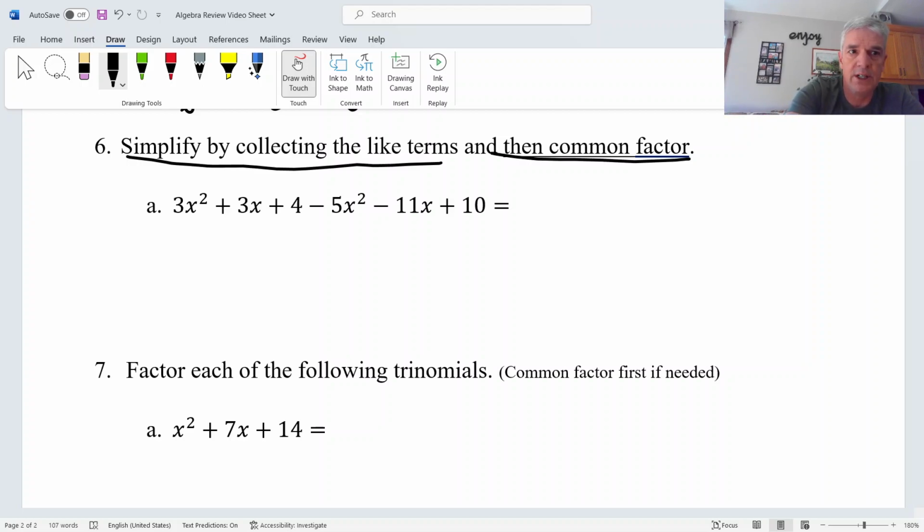So what I do is I'll use a different color here. The green and green, these guys are like terms. So I can bring these two together, okay? And that gives me 2x squared. Well, let's use black here. Let's write the thing here in black. 2x squared, okay?